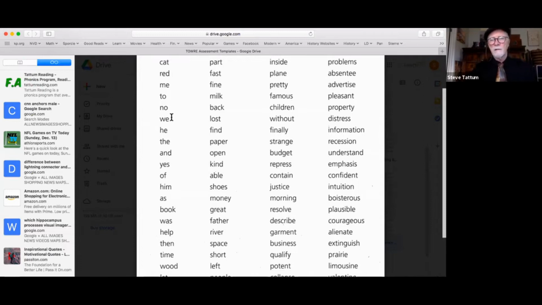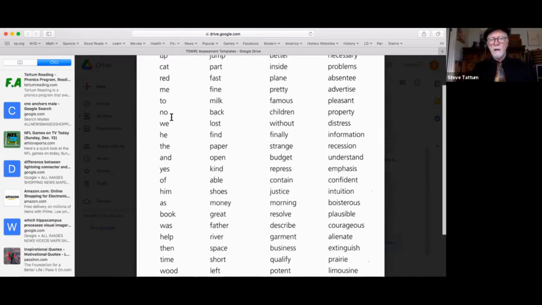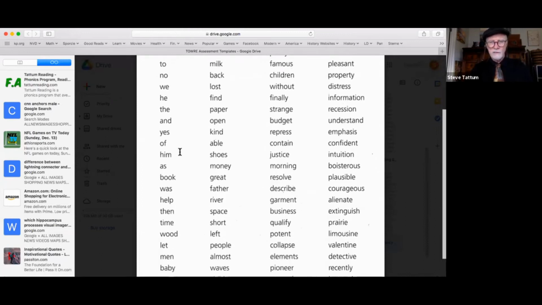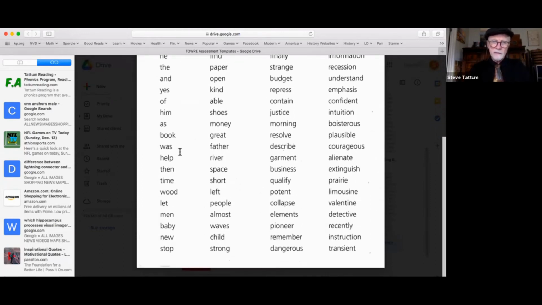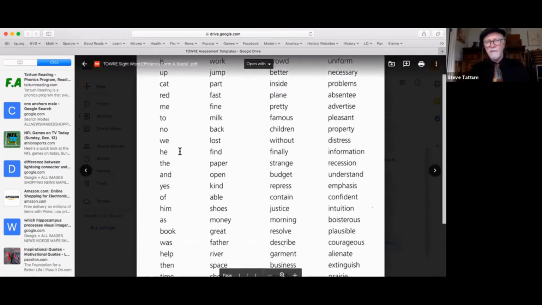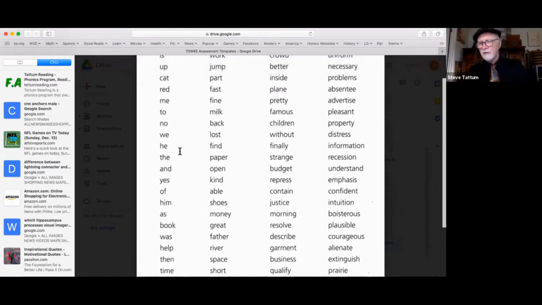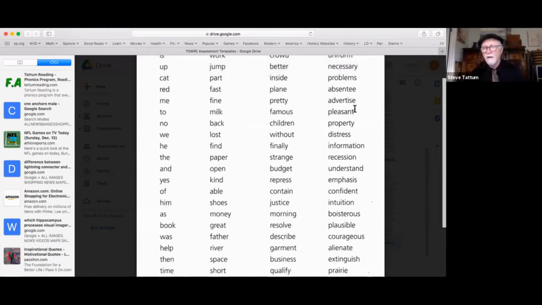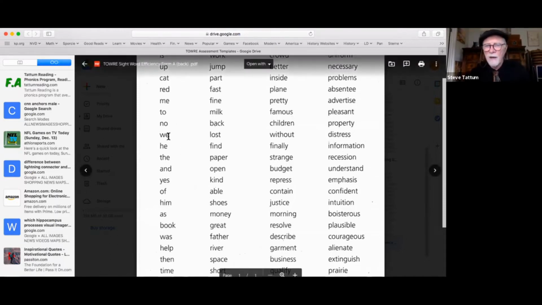So it's real clear. The child with a sight word memory might be going is, up, cat, read, me, to, no, we, he, the, and, yes, of, as, book, was, help, then, time, would, let, men, baby, knew, stop, work, jump, part, fast. You'll obviously see a word form area firing. I've had kids get up to this far with word form areas firing. Okay. So that tells you what you need to know. So this is one of my hints about word form areas right here.